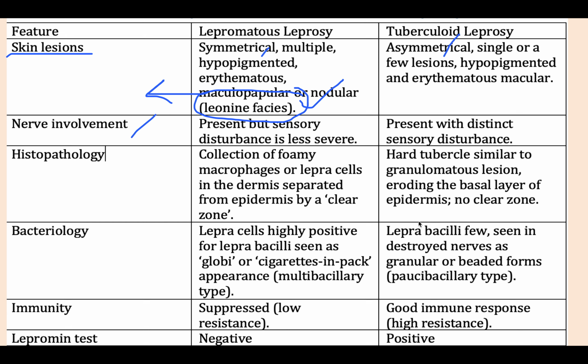The nerve involvement can be seen in both. Histopathology we have already discussed. Here in lepromatous leprosy you will have macrophages, there you will have granulomas. In bacteriology, globi of many bacilli will be present here, while less of the bacilli will be present there. Immunity is suppressed in case of lepromatous leprosy, and a good immune response is present in tuberculoid leprosy. So this was all about leprosy.